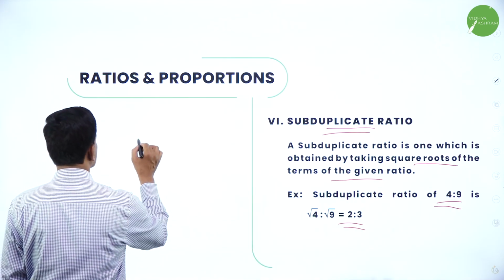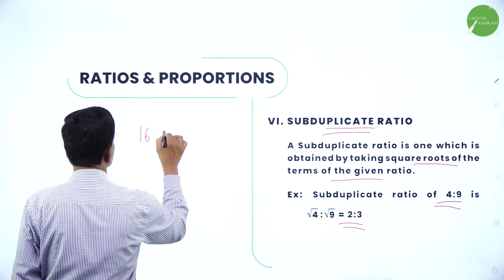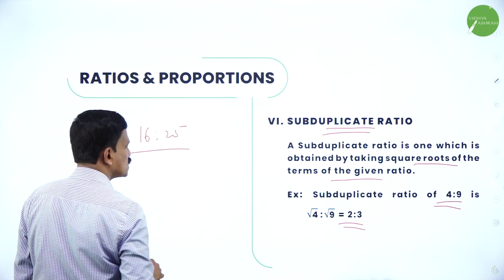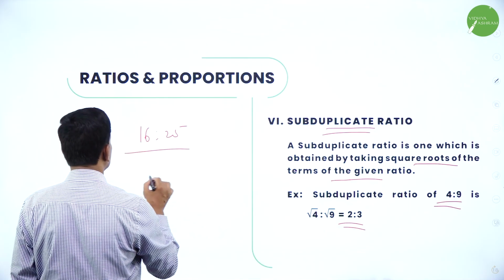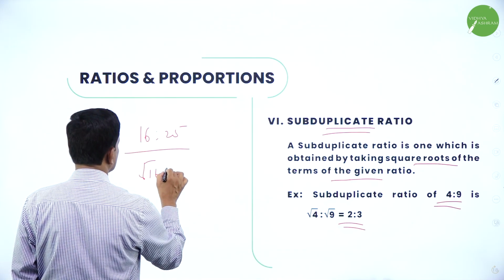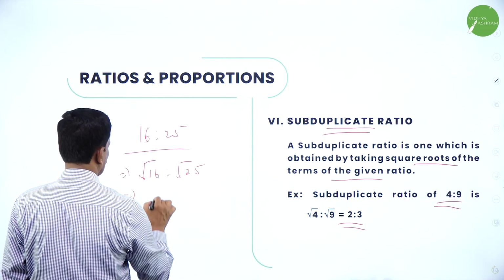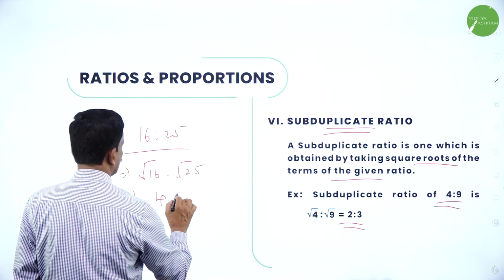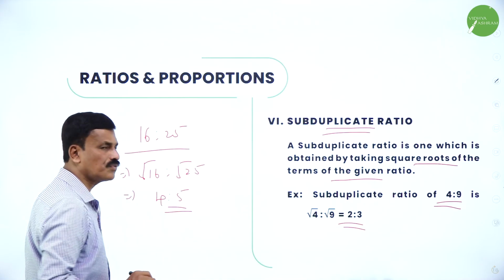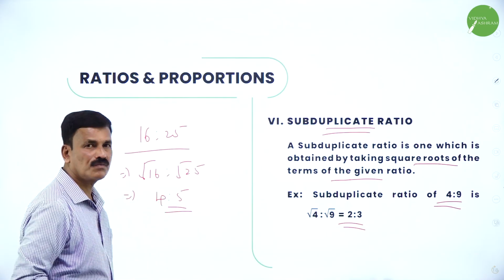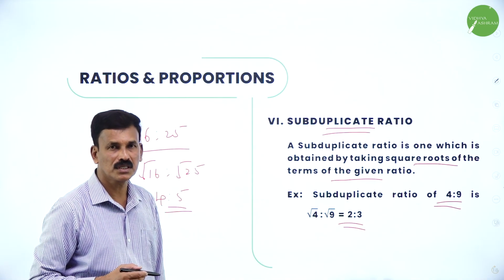If you take the square root, then it is called subduplicate. Let us take, for example, 16:25. For 16:25, what is the subduplicate? So square root of 16 is to square root of 25, that is nothing but square root of 16 is 4 and square root of 25 is 5. 4:5 is the subduplicate of 16:25. Right.